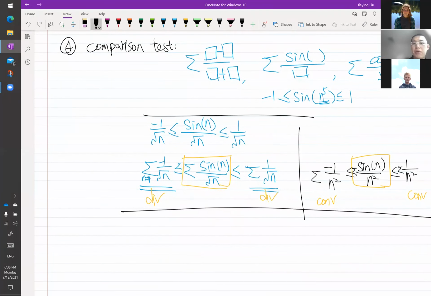Good question. So that's the comparison test. If you see sine, cosine, sine squared, cosine squared, try to use the comparison test, the direct comparison test.